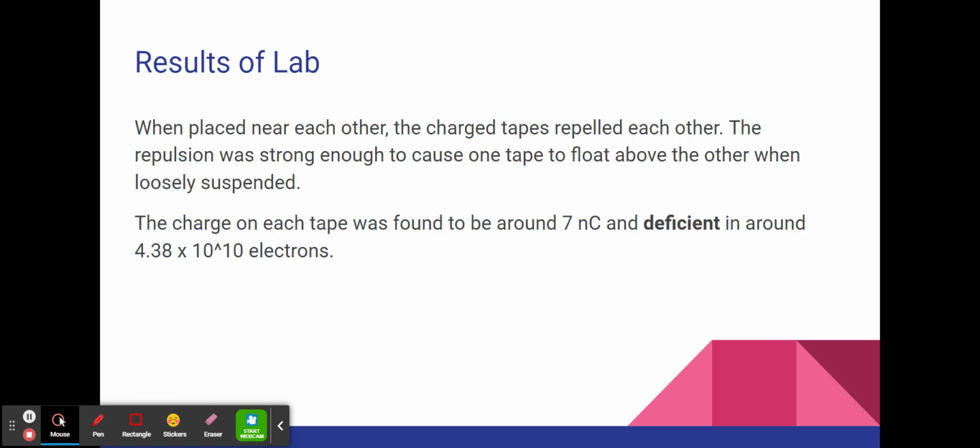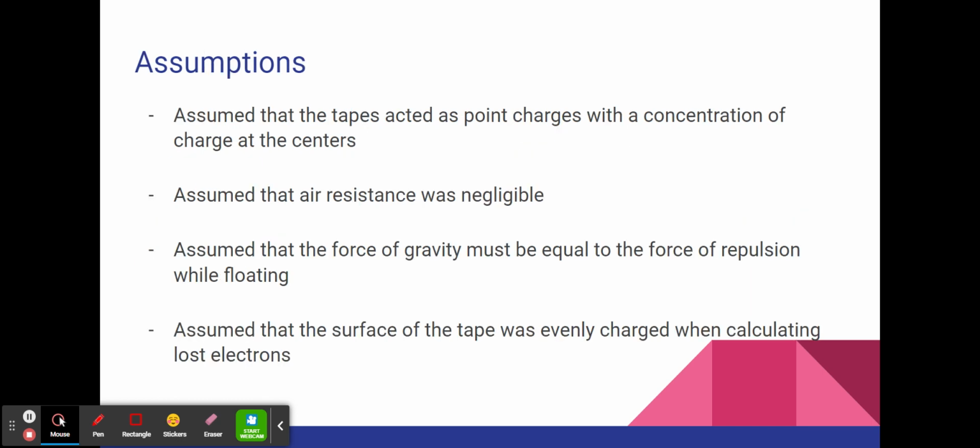The results of this lab were that when the two tapes were placed near each other, the charge tapes repelled each other noticeably, and the repulsion was strong enough that the tape that was suspended loosely between the two books floated slightly. The charge on the tape was found to be around 7 nanocoulombs, and it was deficient around 4.38 times 10 to the 10 electrons.